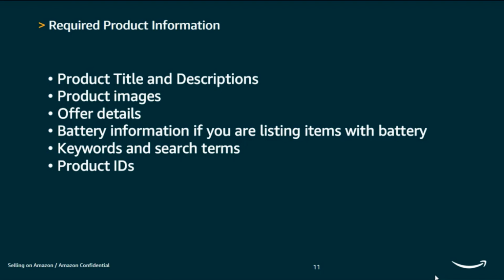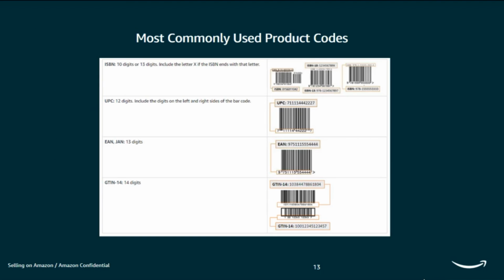Last but not the least, you need the product IDs. Amazon strictly requires a product ID for most of the items. What is a product ID? Product IDs are part of the system of unique identifiers called GTIN, or Global Trade Item Numbers. These are what we refer to as barcodes as well.